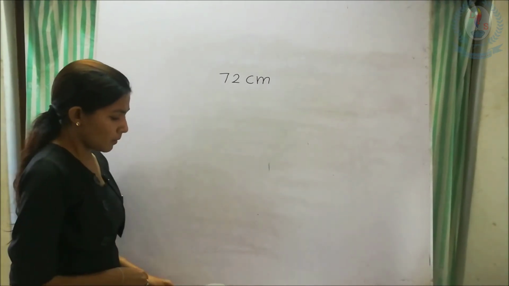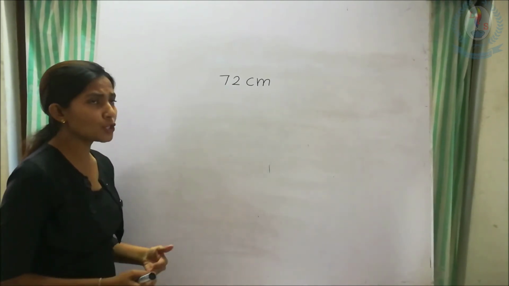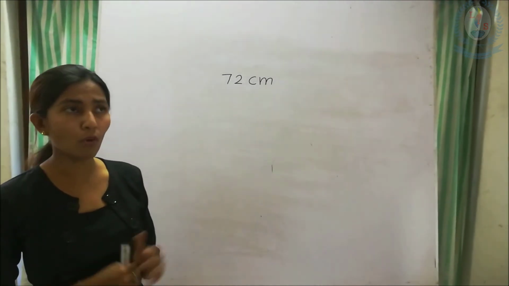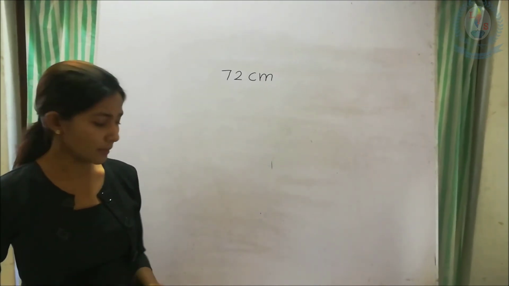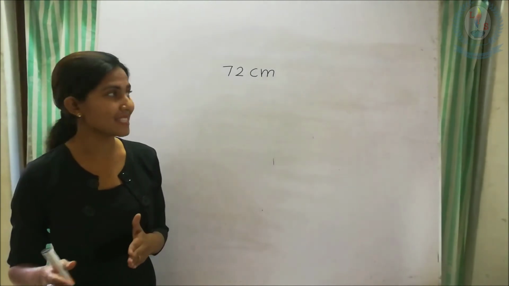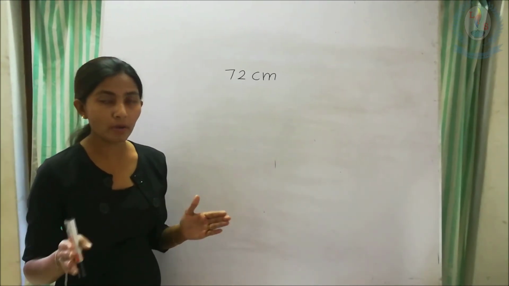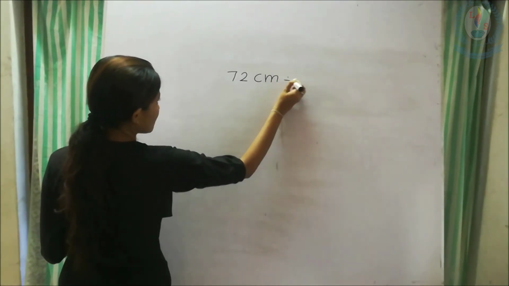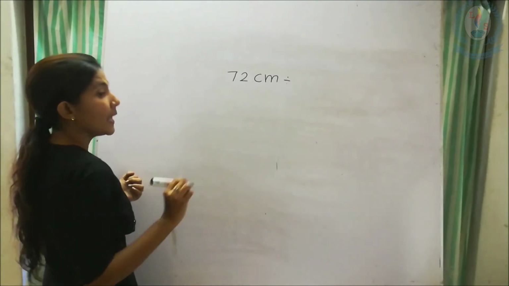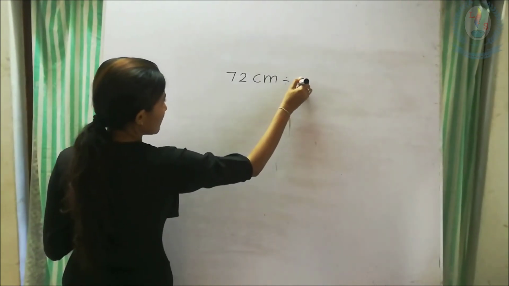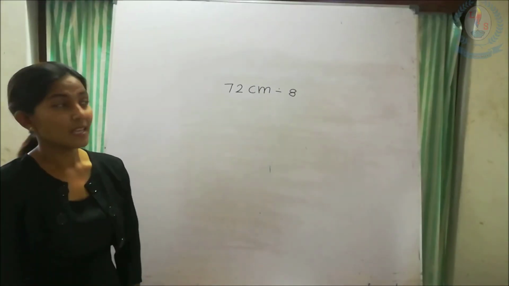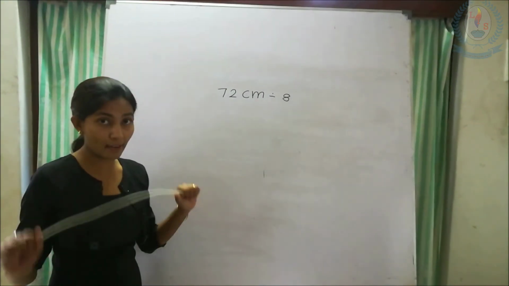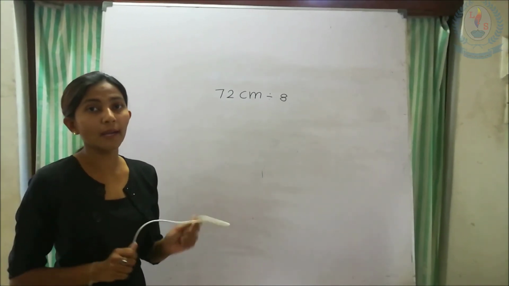So, before I cut, I should know how long one part is. What is the length of one part? Other than cutting and checking, it is easy to know how long one part is. So, what I do is, I divide this by how many parts I need. 8 parts. I divide this by 8. 72 centimeters we are going to divide by 8. Then we can see how long one part is.